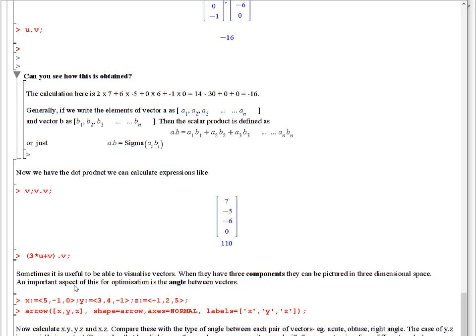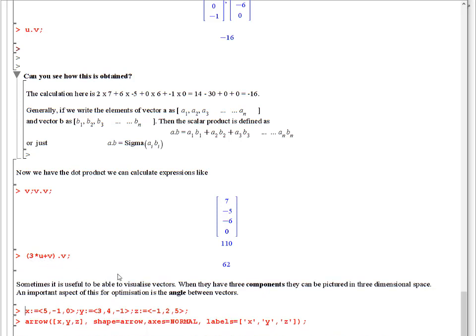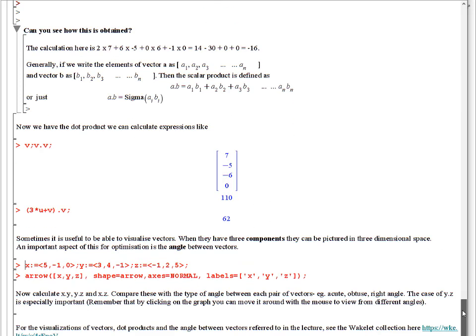And you can write things like this: 3 times u plus v, all times v. If you calculate it, you should be able to see that comes to 62.